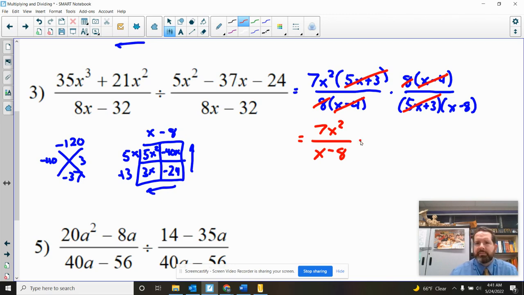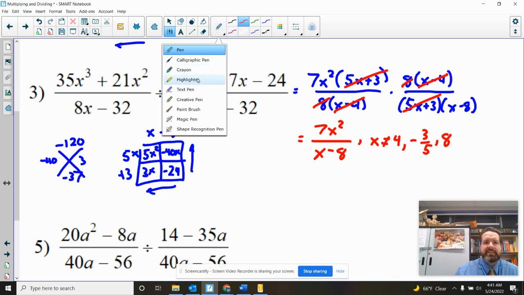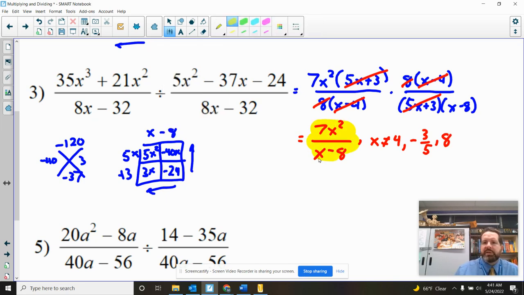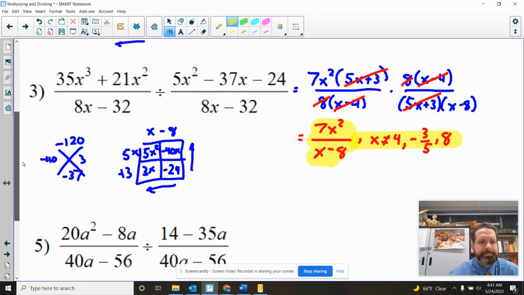So here, x can't be 4. Here, x can't be negative 3/5. Here, x can't be 8. And here, x can't be 4, but we already have that one listed. So the reduced expression, together with the restrictions, is what we're after.